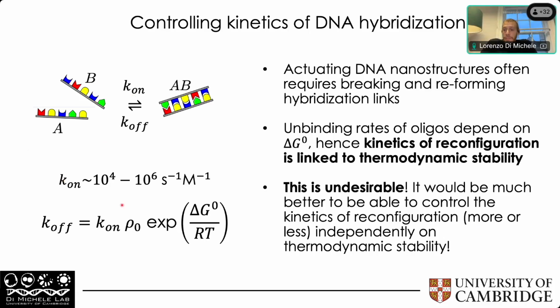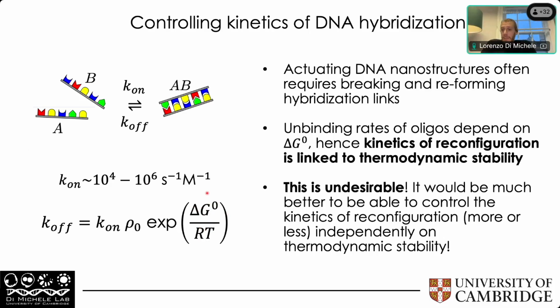So going back to a few minutes ago, what we saw is that the on rate of your DNA molecules you can't really control very well, or it's not that straightforward to do. It's always kind of 10 to the 4, 10 to the 6 per second per molar. And your off rate depends very strongly, exponentially, on the hybridization free energy of your DNA molecules. So that means that if your DNA molecules are long, they will come off very, very slowly or not at all. If they are short, they will come off very quickly.